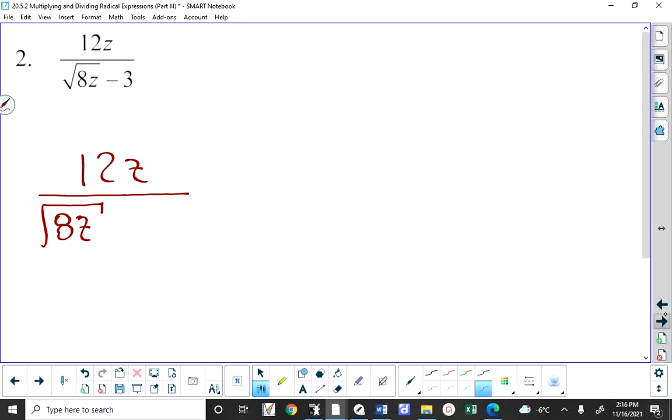So far, I haven't got anybody that's on board with me. It's just not that important. Minus 3. I think that looks better, though, right? You can see it's clearly the square root of 8z, not the square root of 8, then times z.